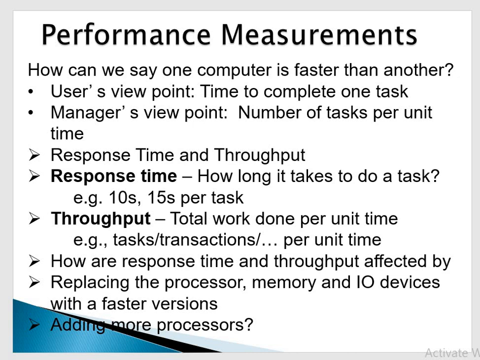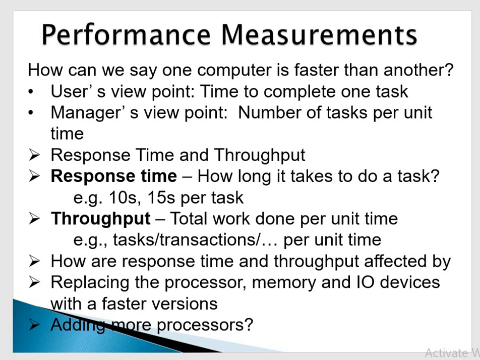It is mandatory because whenever we want to compare two different computers of different configuration and of different make, we will have to compare the performance of these two. So now, how can we say one computer is faster than other? What are the different parameters on the basis of which we will say that computer X is faster than the another computer Y?